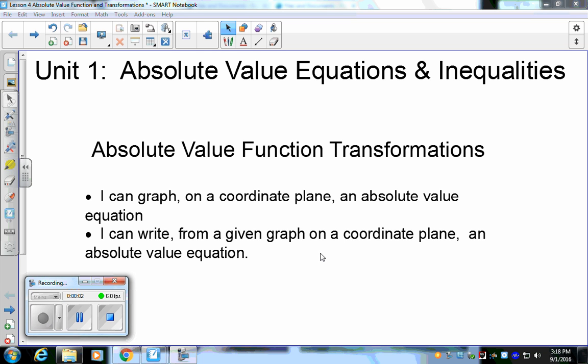So we're in Unit 1, Lesson 4 of absolute value equations and inequalities. And today we're going to look at graphs and transformations. By the end of the lesson, you should be able to graph an absolute value equation on a coordinate plane, and you should be able to write an absolute value equation from a graph.